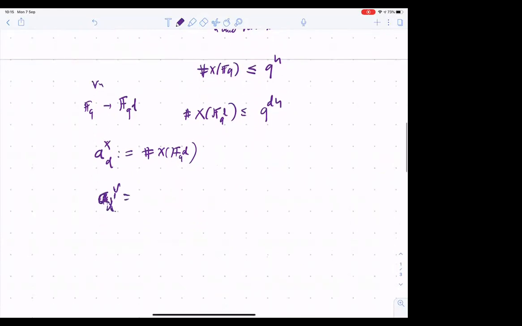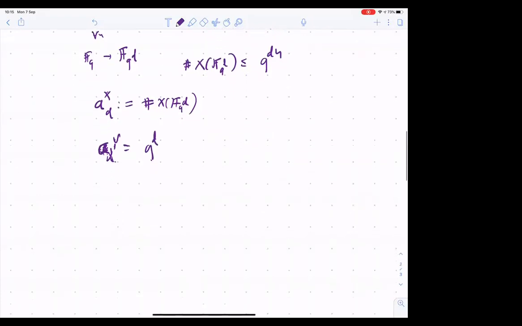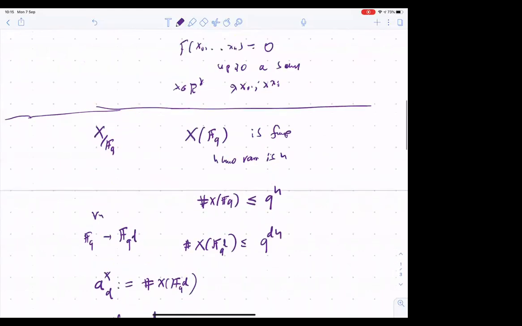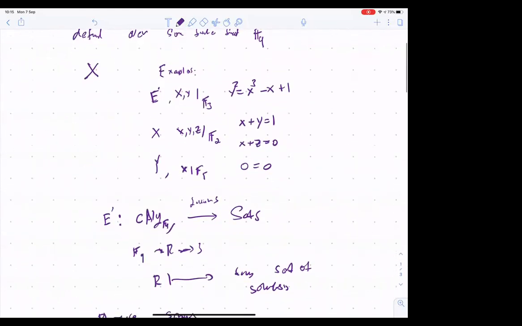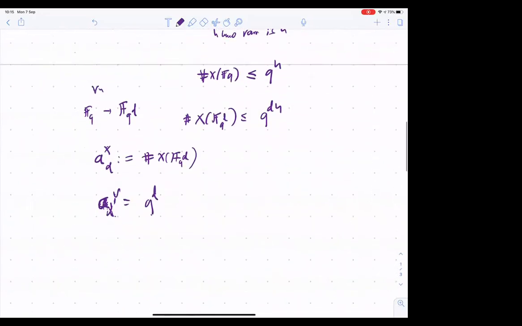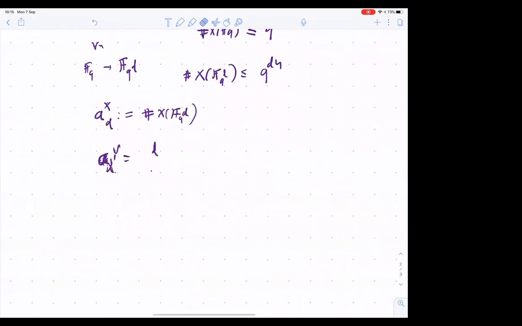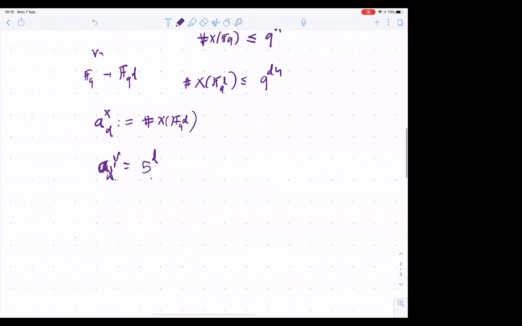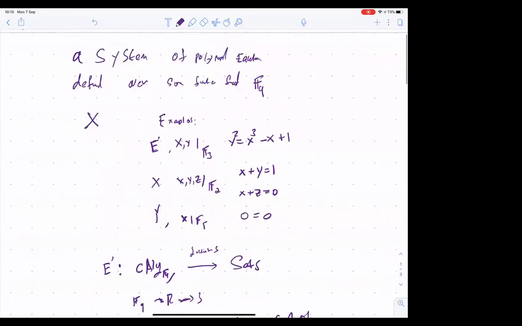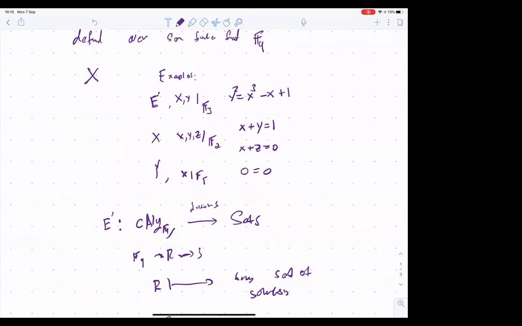Oh, y equals q to the d. Another option is F5, or maybe I should say, because I chose 5, it's 5 to the d. Of course, it doesn't matter which field I'm doing it over, but I chose 5, so let's be consistent. What about what we denoted by x here?